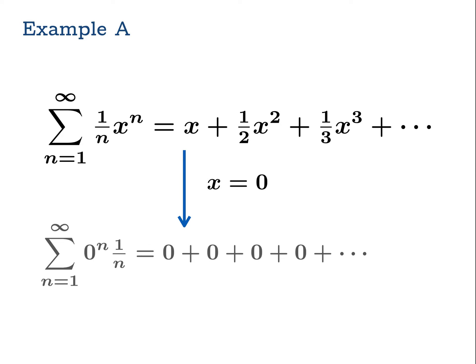Plugging in 0 is going to give you quite a silly series. Quite obviously converges. In fact, if you think about it, plugging in x equals 0 for any power series is going to give you a convergent series. So I guess it's always possible to make a power series converge by choosing x equals 0.